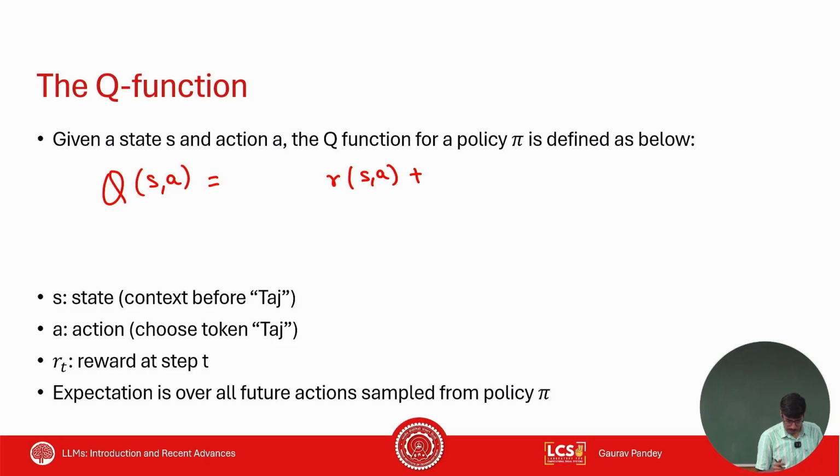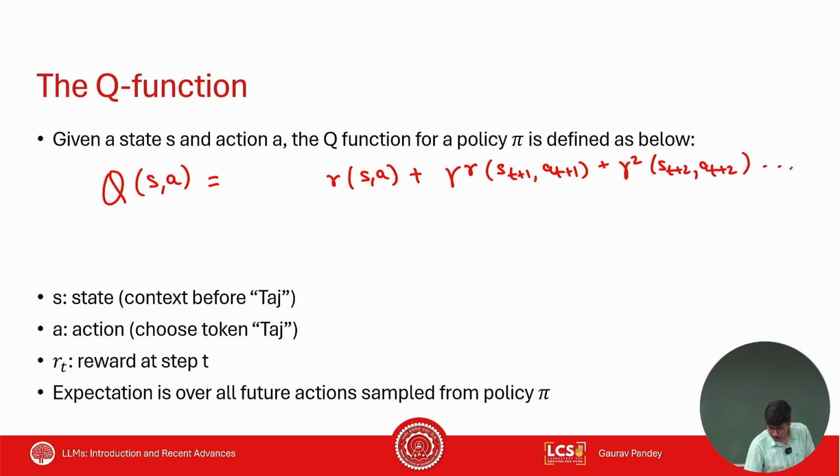Let's assume that we are at time step t. Then it's the reward at t, plus gamma times the reward at t+1, plus gamma squared times the reward at t+2, and so on until you encounter the end of text in the case of language, and the expectation is taken over this quantity. I will talk about what gamma is later.